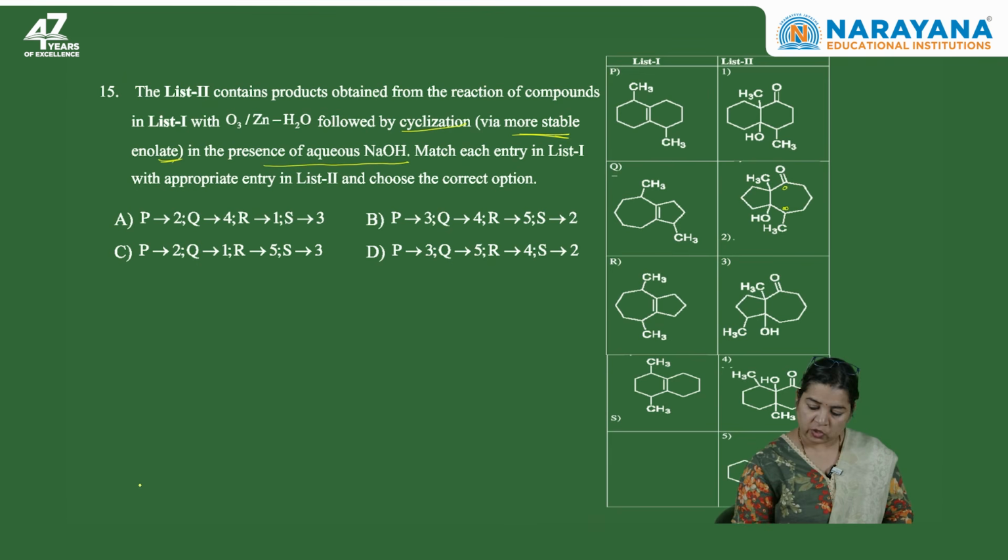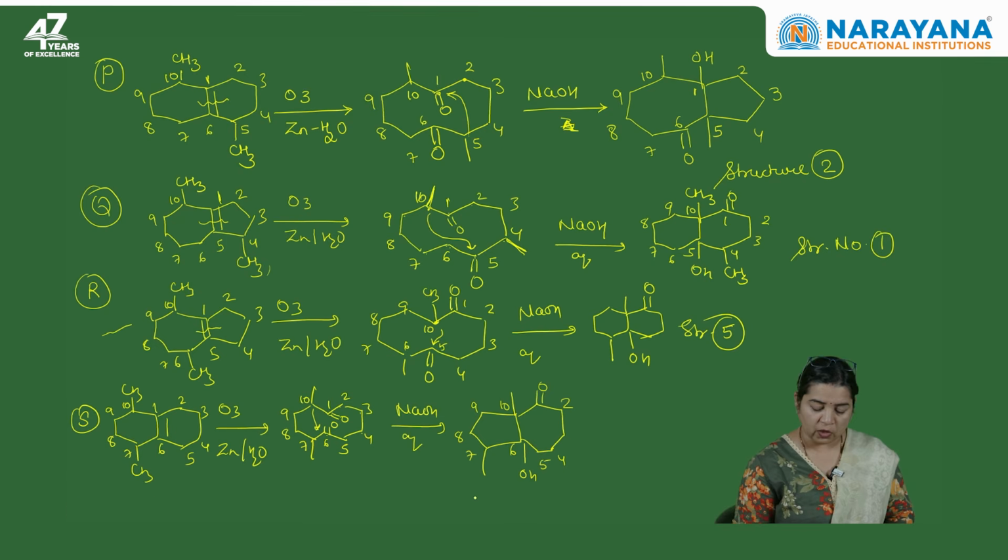Let us check which is this structure. 7-member ring carbonyl, 5-member ring methyl, and bridgeheads as follows. So this seems to be structure number 3. So final match, P2 Q1.